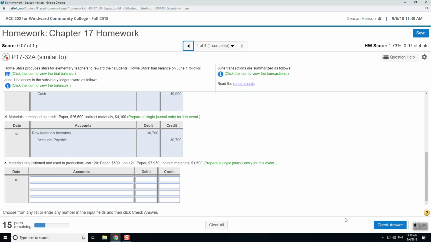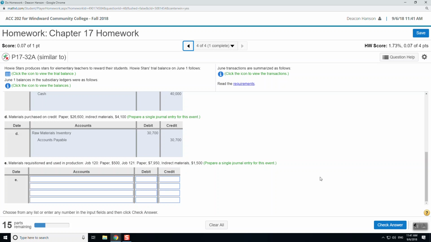So when you requisition materials, you send internally, if your company's set up with all of these processes in place, there's an example of it in your book, there's a requisition slip. That would be the manual way to do it, but you're going to send a request. That's what a requisition is. You're requesting material to be used in this job, and then you know how departments are, they'll send it over and there's a record of this transfer of goods. Okay, so we're requisitioning for job 120, paper 500, job 121, paper 7,950, and indirect materials.